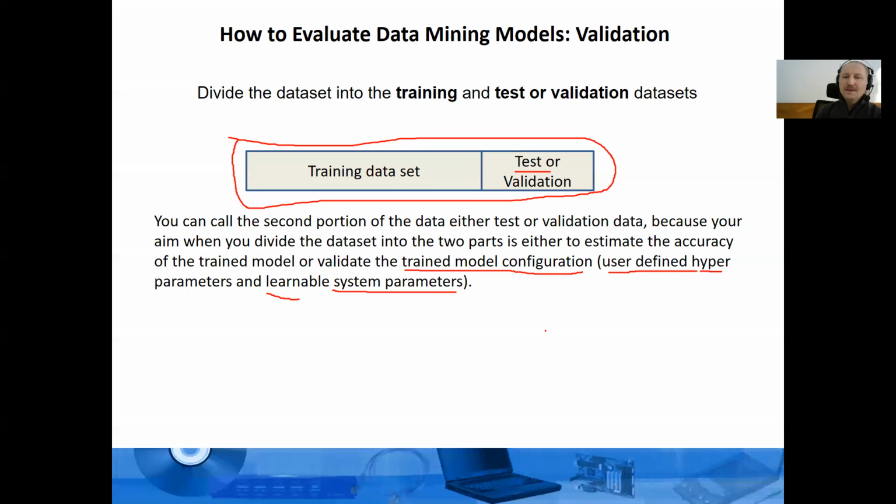But if your aim is to validate whether the configuration of the trained model is correctly set, by means of its hyperparameters or system parameters, if you want to find that out, in that case you can use the second part for validation. That's why you can call it validation. According to your aim, you can call it testing or validation.